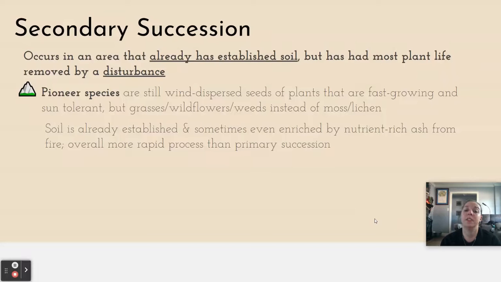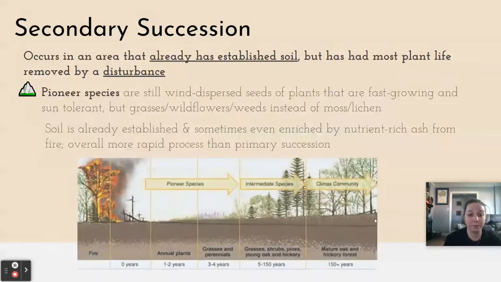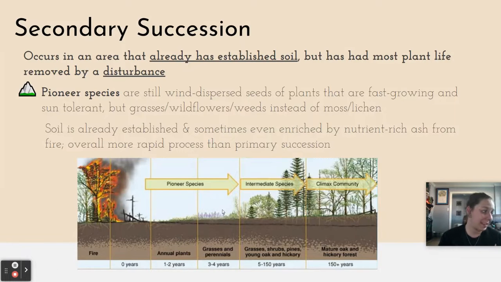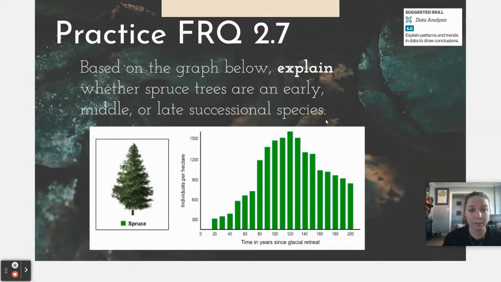So overall, this is a much more rapid process than primary succession. We don't have to create soil. And a lot of times the soil that's already there is very well established and nutrient rich. So remember, we have to start with a disturbance still, but we're able to skip that stage of soil building and jump right into some annual plants, grasses, things like that growing.